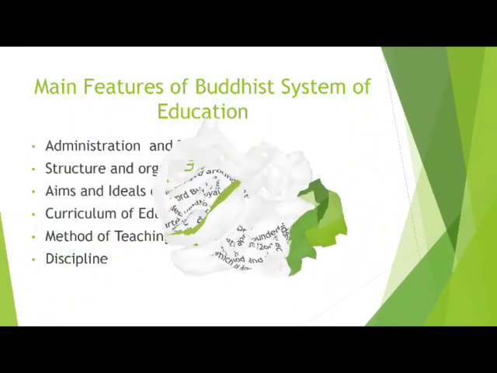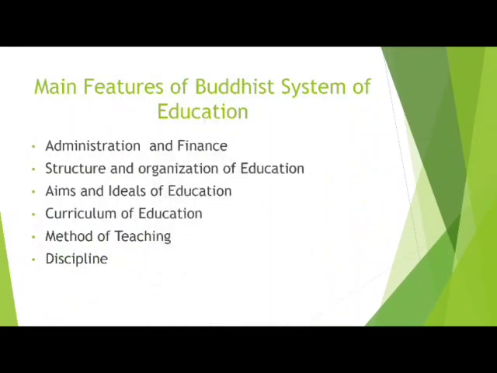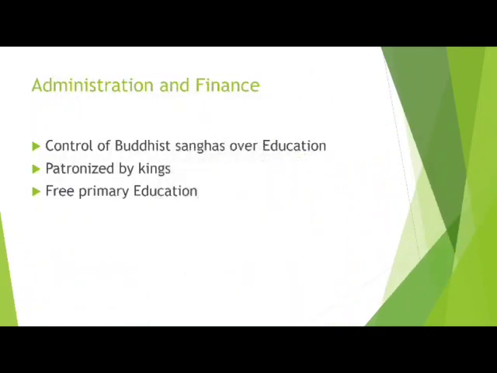Let us see the main features of the Buddhist system of education. First main feature, administration and finance. Second one, structure and organization of education. Third one, aims and ideals of education. Fourth one, curriculum of education. Fifth one, method of teaching. And sixth one, discipline. Let us see one by one.